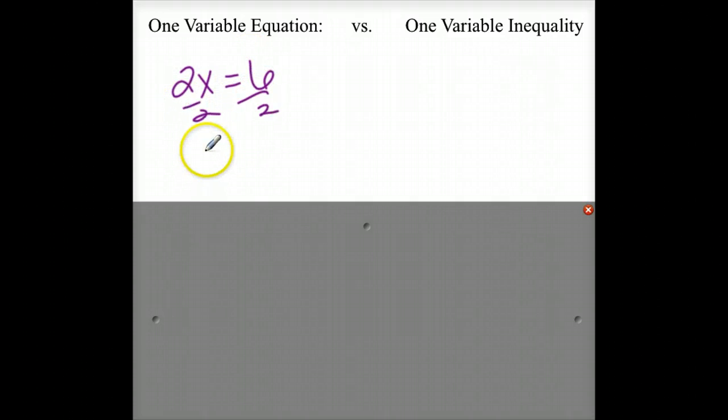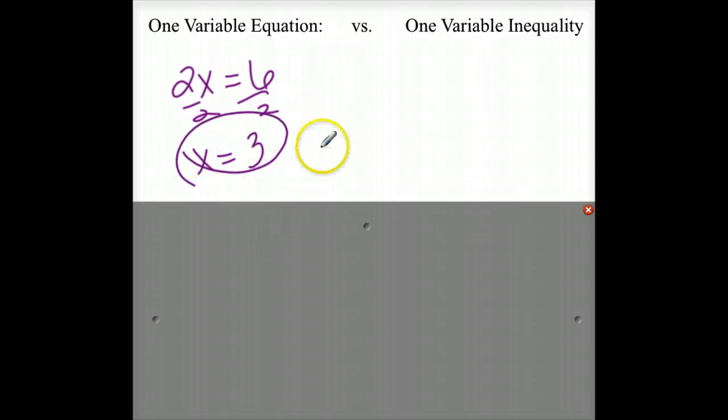All right, little review. We have learned how to solve a one-variable equation, something like 2x equals 6. We divide by 2, x equals 3. There's one solution.